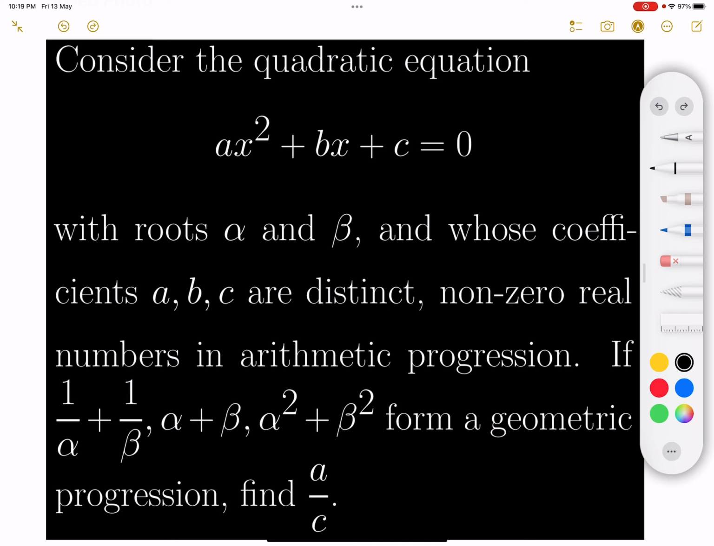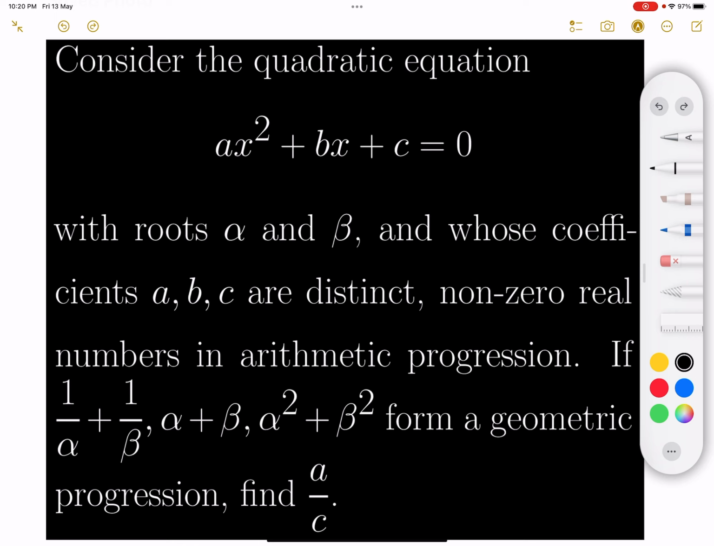In this video, I'm going to teach you how to solve this problem. We have this quadratic equation, ax squared plus bx plus c equals 0, whose roots are alpha and beta, and whose coefficients a, b, c are distinct, non-zero real numbers in arithmetic progression. If 1 over alpha plus 1 over beta, alpha plus beta, alpha squared plus beta squared also form a geometric progression, the question is to solve for a over c.